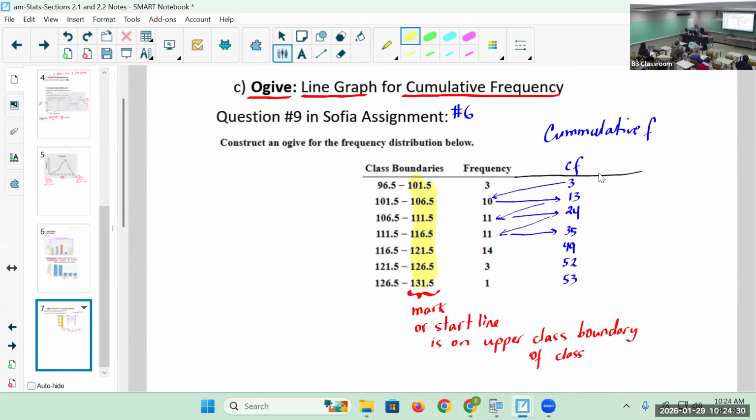So you would be better off on paper finding your cumulative frequencies, because that's going to be your points. That's going to be your Y values on the vertical axis. But then you use the upper class boundaries as your X's where you're starting. And that's how I eliminated choice A and B right away. Questions?